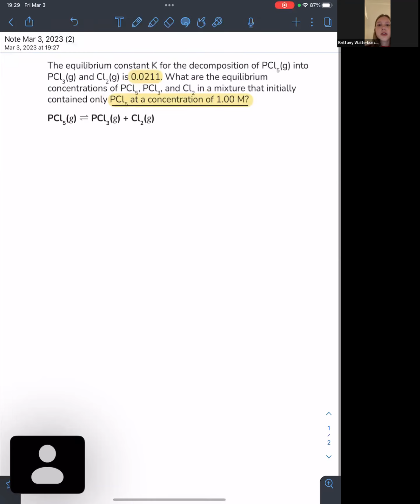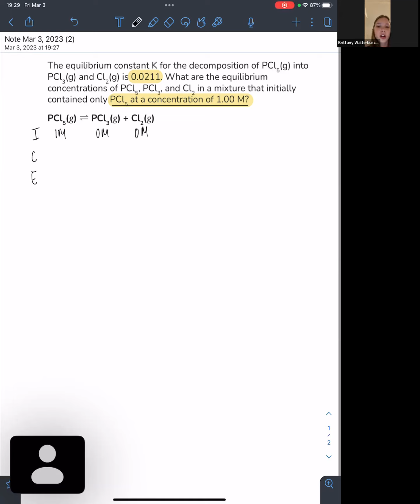Okay, move this over. I'm just going to write ICE on the side. As given in the problem, we have an initial concentration of that PCl5 of 1. Since the other concentrations were not given for the products, we're just going to assume those are 0.